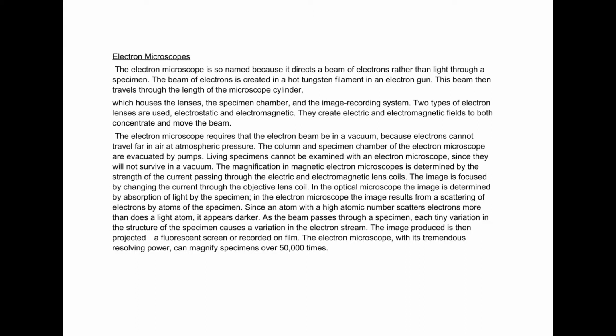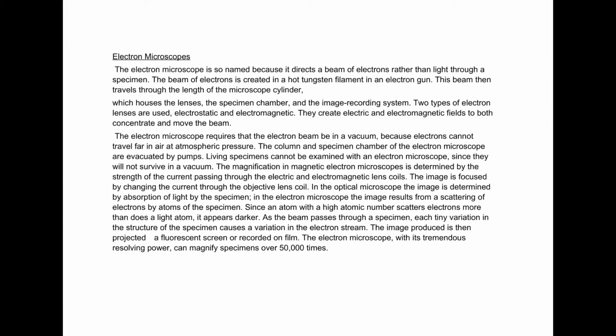In the optical microscope, the image is determined by absorption of light by the specimen. In the electron microscope, the image results from a scattering of electrons by atoms of the specimen. Since an atom with a high atomic number scatters electrons more than does a light atom, it appears darker.